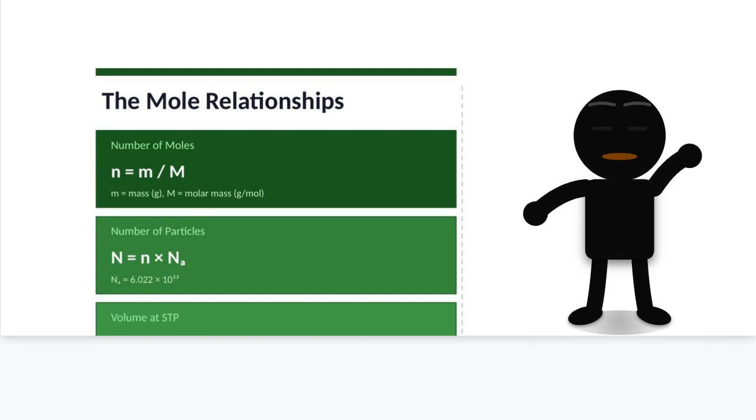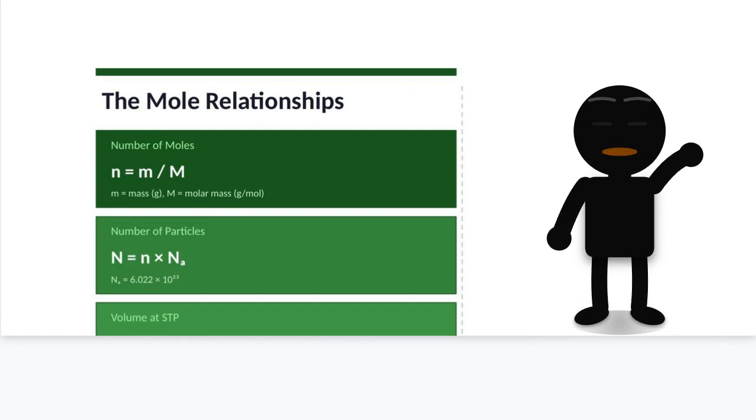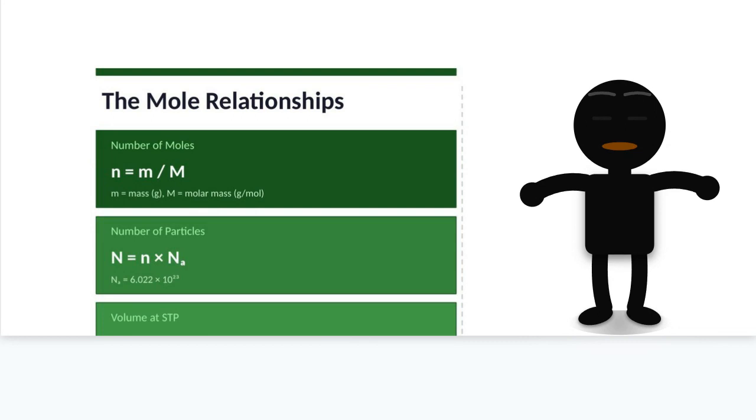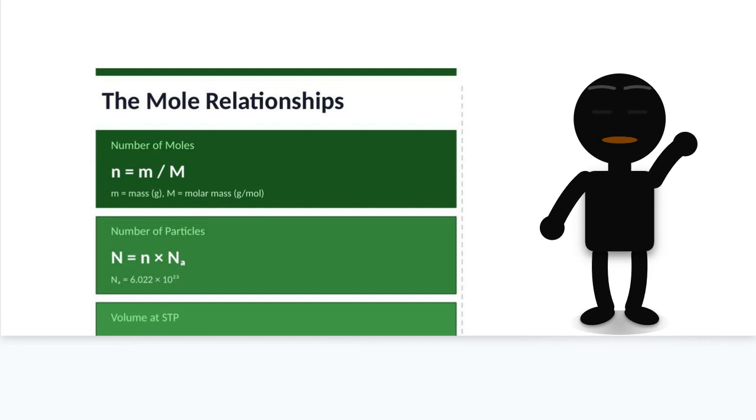The second relationship connects moles to the actual number of particles. The number of particles equals moles multiplied by Avogadro's number. So 2 moles of water contains 2 times 6.022 times 10 to the 23, which is about 1.2 times 10 to the 24 molecules. The third relationship is for gases at standard temperature and pressure. Volume equals moles times 22.4 liters. These 3 equations are the foundation of quantitative chemistry. Learn them by heart.